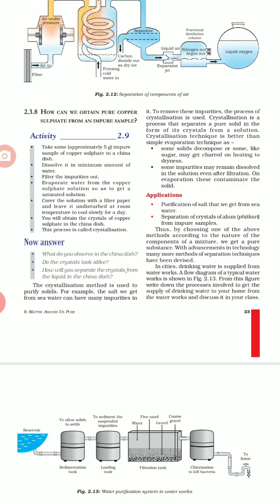In the filtration tank you can see there is water, fine sand, gravel and coarse gravel. These are different types of materials present in the filtration tank, which help in the process of filtration. From there it is passed to the chlorination tank, where chlorine is supplied to kill the bacteria. Once the bacteria are killed, it is supplied to our homes.